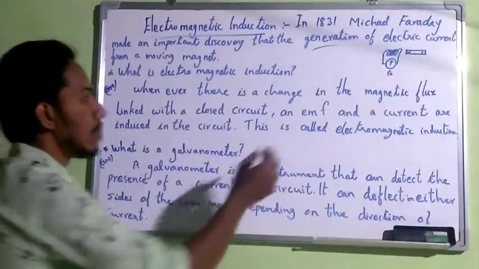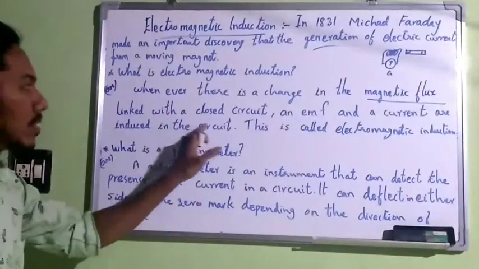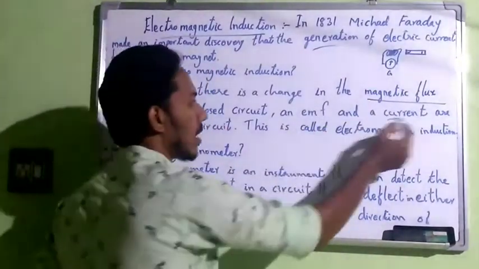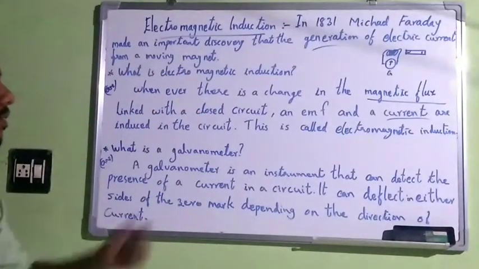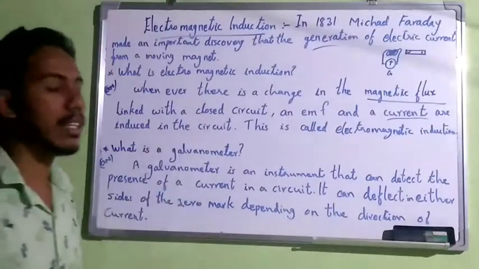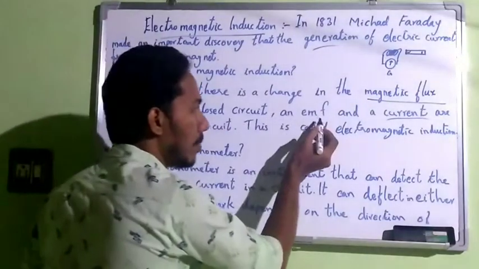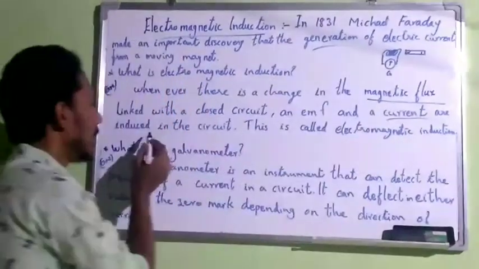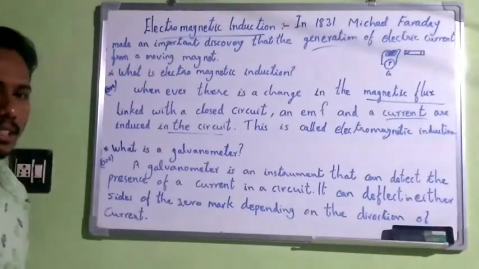Whenever there is a change in the magnetic flux linked with a coil, linked with a closed circuit, an EMF and a current are induced in the circuit. This is called electromagnetic induction.